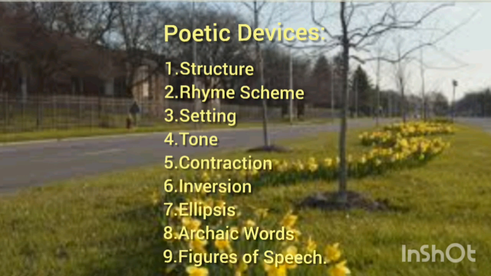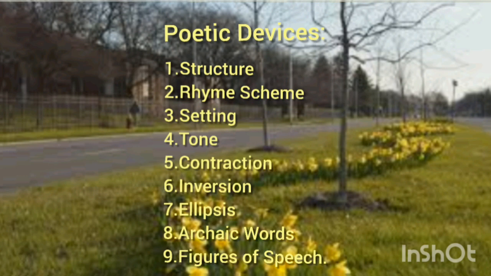Next one is tone. Tone is the feeling or nuance or general situation that a poem creates. The tone in this poem is impressive and joyful. The poet has also used contraction in this poem. For example, he has written "over" as "o'er". He has also used inversion in the poem. For example, "Ten thousand saw I at a glance" and "What wealth the show to me had brought."